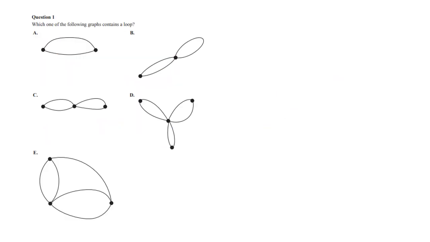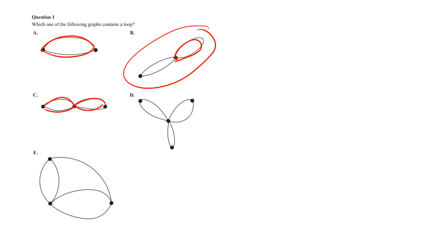Which one of the following graphs contains a loop? This one, because you can go from here and you go around like that. That's the loop. This case is multiple edges. This is 2 lots of multiple edges. That's 3 lots of multiple edges in D. And this is a cycle, not a loop. So the answer is B.